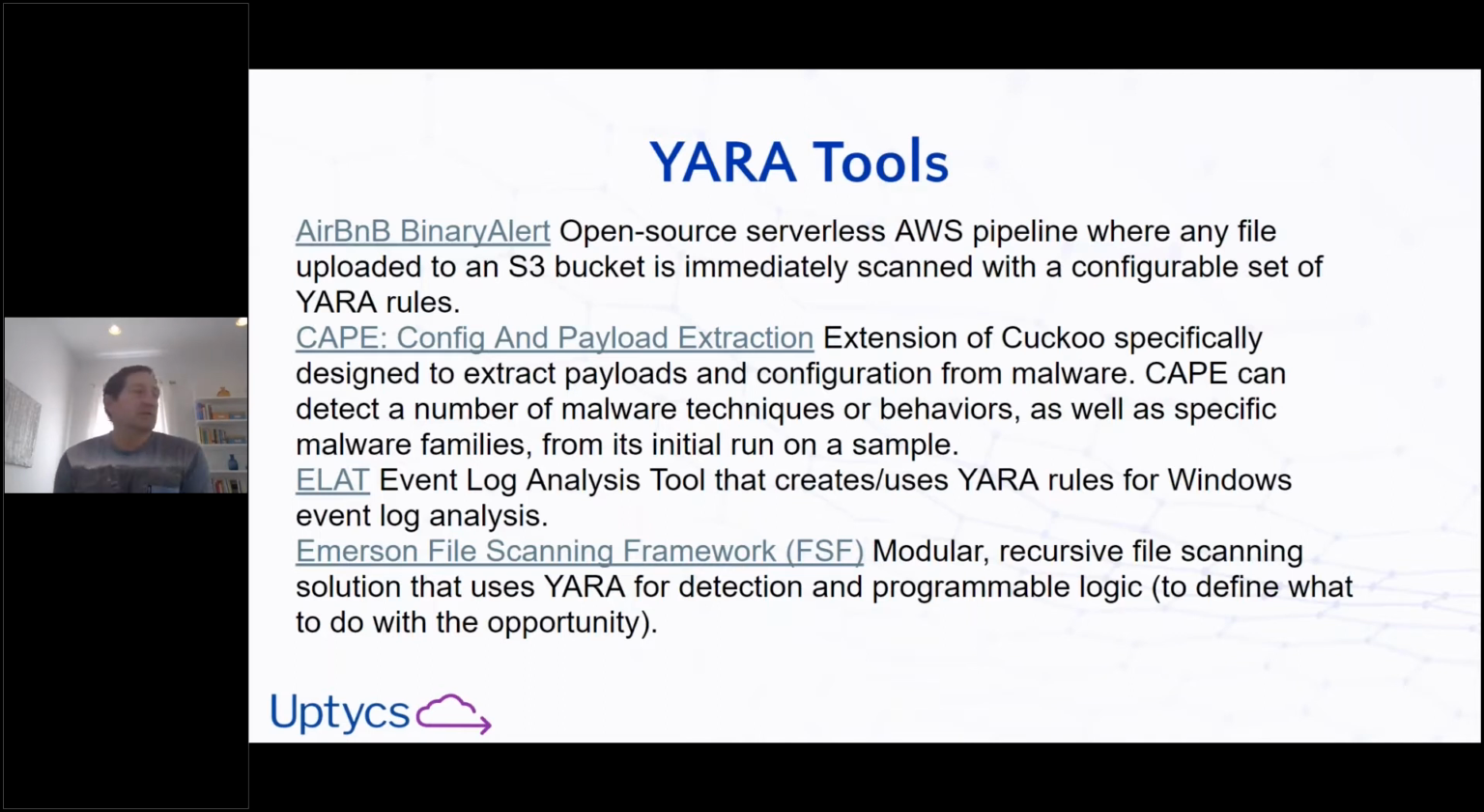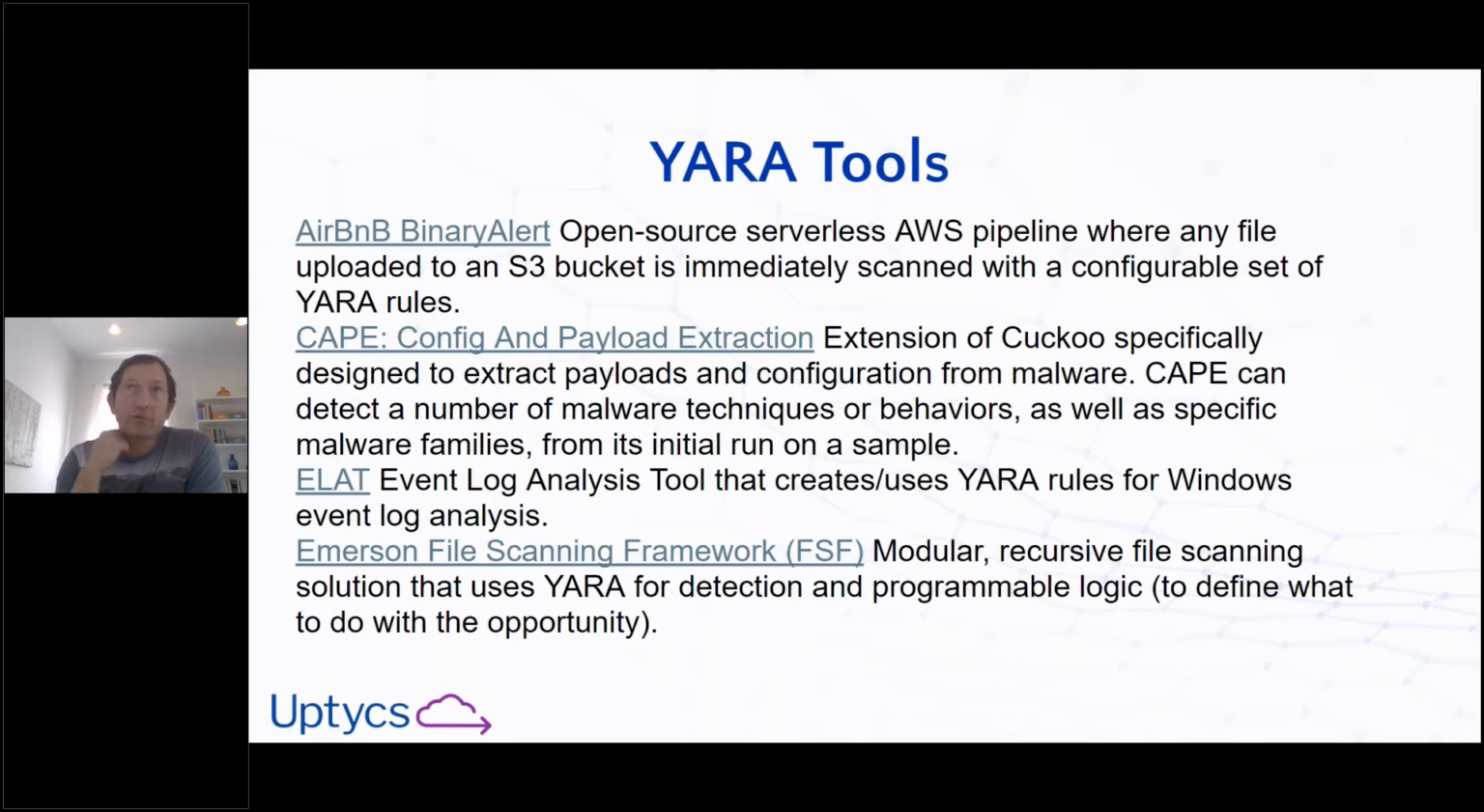So YARA's been around since about 2014, I think, and there are some really cool tools that are now available. Airbnb wrote one called Binary Alert, and what that does is it's serverless. So if you're sending data up to AWS and you're dumping it to an S3 bucket, then Binary Alert can be used to run a YARA scan of the data as it's going to your S3 bucket. So that's pretty nice. You can do a configurable set of YARA rules with this. So you might have one file that has a bunch of YARA rules, or multiple files that have different rule sets. But that's very nice if you're using AWS S3.